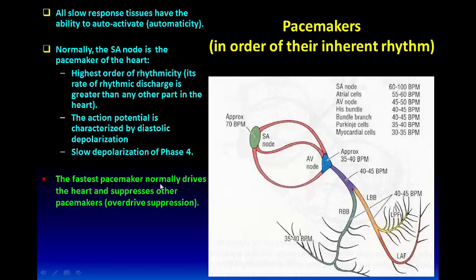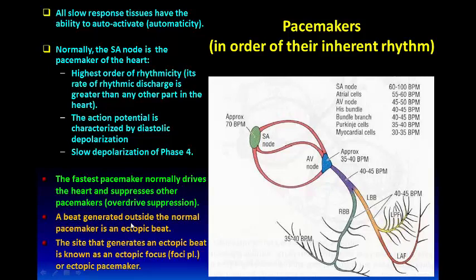So the fastest pacemaker normally drives the heart and suppresses other possible pacemakers, and physiologically this phenomenon is termed overdrive suppression. A beat which is generated outside the normal pacemaker is known as an ectopic beat, and the site which generates an ectopic beat is known as an ectopic focus or an ectopic pacemaker.